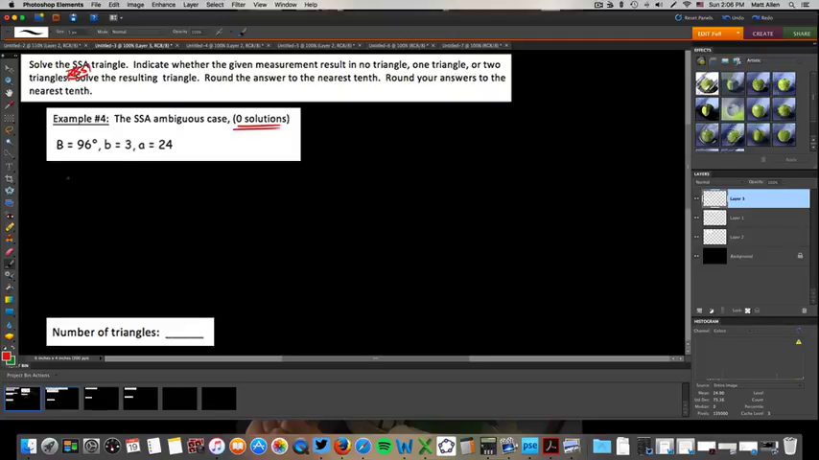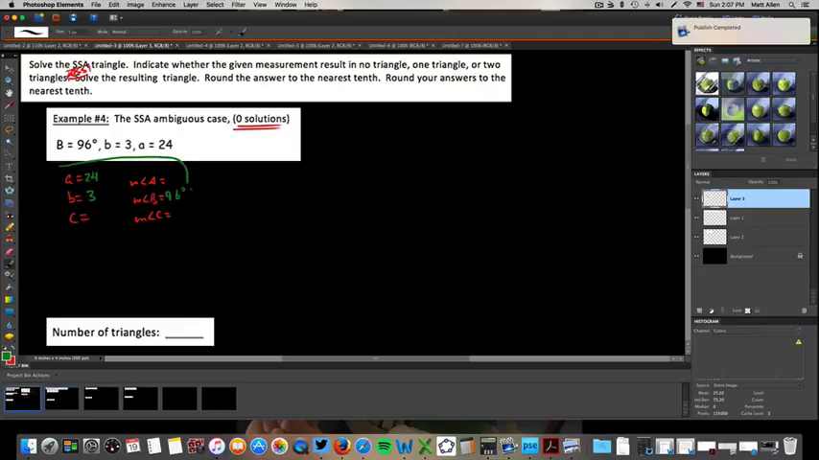So that is to say, I would write A, B, C. We've got the measure of angle A, the measure of angle B, the measure of angle C. All these best practices that we've been doing, we're going to keep doing them. So I'm going to write down that I know this side is 3, I know that A is 24, and I know that B is a 96-degree angle.